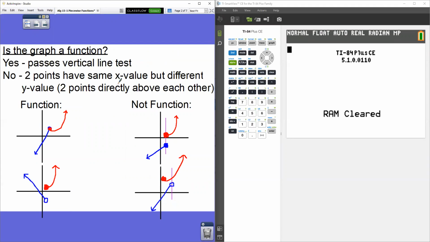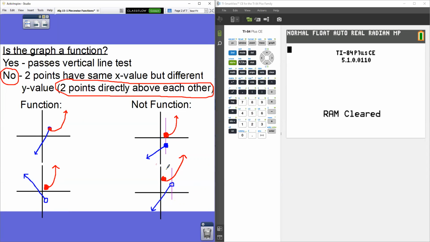The graph is a function if it passes the vertical line test. Now, again, it's been a while since we talked about the vertical line test. It's easier to say things that are not a function. So the answer being no, it is not a function when there are 2 points directly above each other. If there's 2 points that have the same x value, meaning that they're right directly above each other, so it fails the vertical line test, that's when it is not a function.